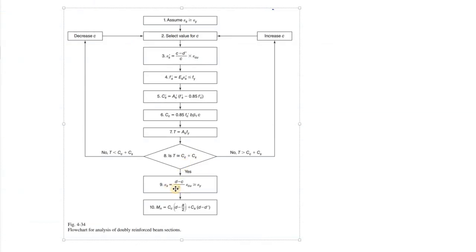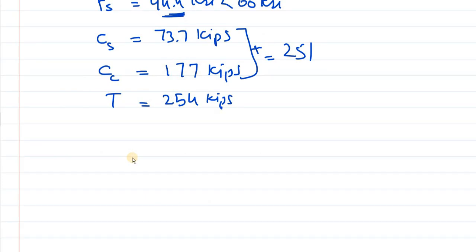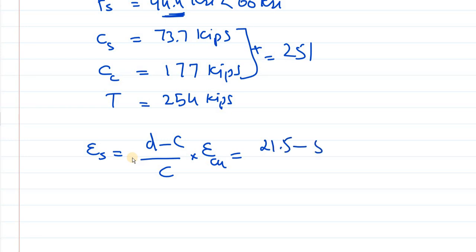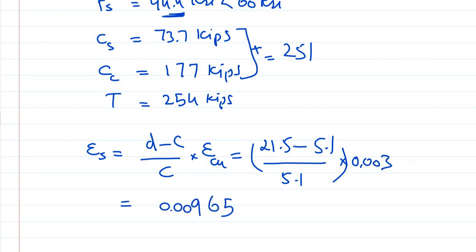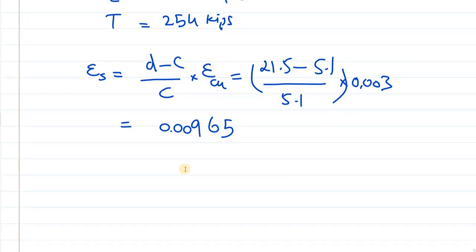Once this answer is yes, you can calculate epsilon s and check your assumption. So you need to calculate epsilon s next based on the last value of C. So epsilon s would be equal to d minus C over C into epsilon cu. So your answer for this will be 21.5 minus C, the last value that we tried was 5.1. So this gives you 0.00965, and this epsilon s is certainly greater than epsilon y, which is 0.00207.